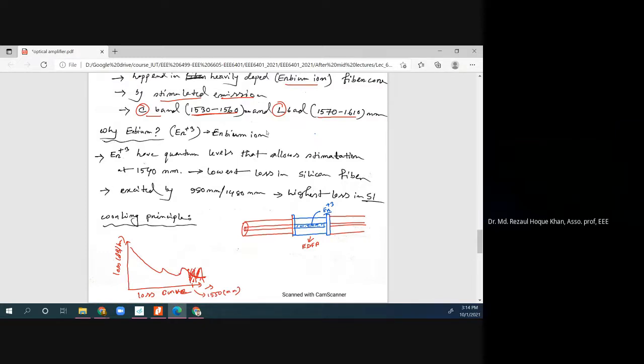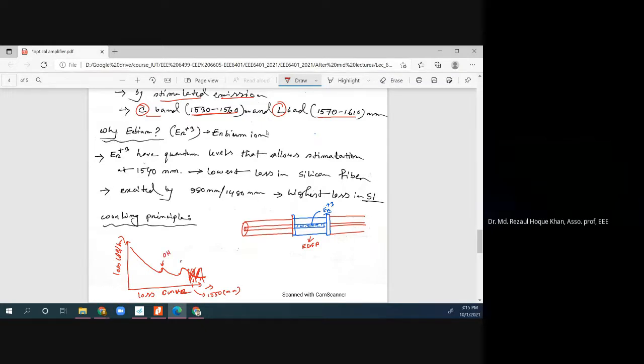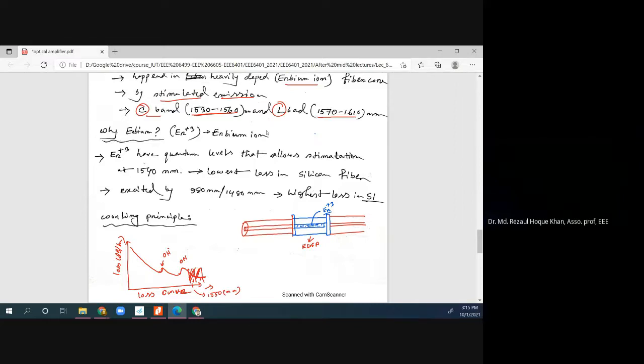This is a loss due to OH, the hydroxyl ion. You already studied the fabrication of optical fiber. In the fabrication process, hydroxyl ion actually mixes with silicon, which consumes lots of energy and gives a higher attenuation. So that's why we use the C band and L band.